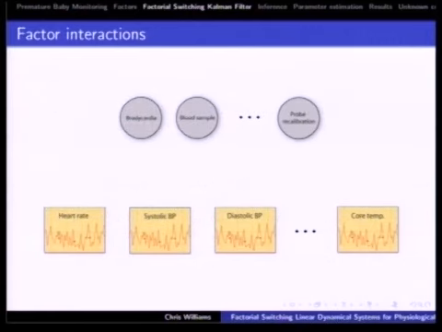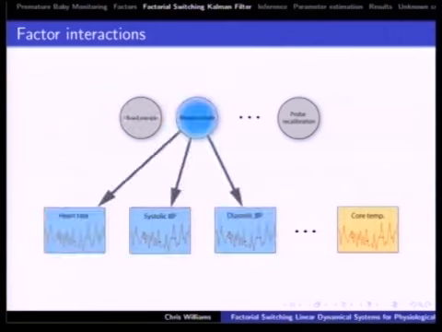Let me just say a bit more about factor interactions, because this is really part of the knowledge engineering aspect. We might have a bunch of different factors up here in grey at the top, and we've got a bunch of these observation channels that we're measuring, heart rate, blood pressure, and so on. If we just have a bradycardia, we know that affects the heart rate, so we'll see a drop in heart rate. And basically, the other channels, at least to a first approximation, won't be affected by this. They'll just carry on as normal, at least for short times.